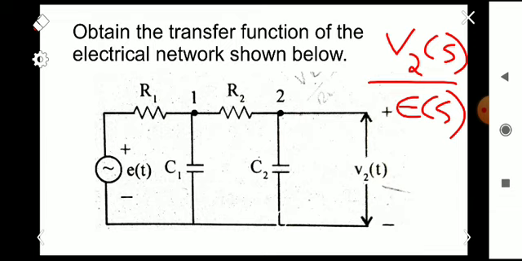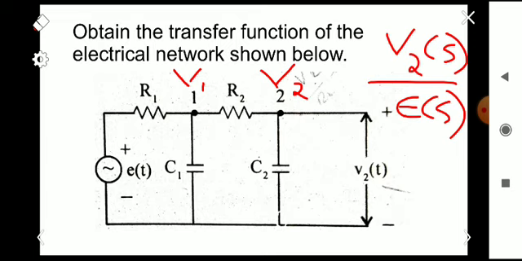Okay, so first we are considering node 1 here, and we are writing the equation for node 1. Here we are assuming the voltage at node 1 as V1 and the voltage at node 2 as V2. Okay, we are just assuming these values. So we are taking node 1, and we are applying Kirchhoff's current law here at node 1.